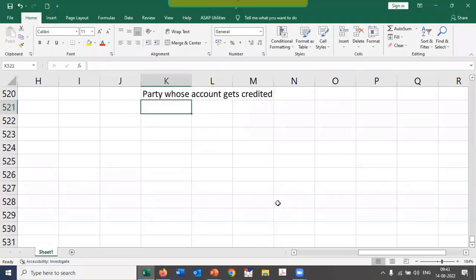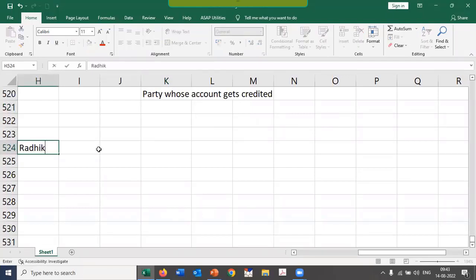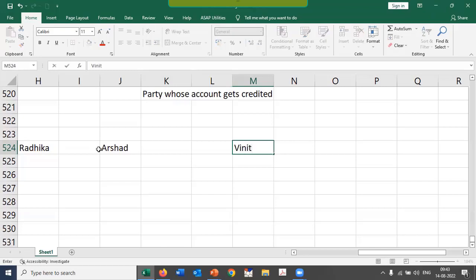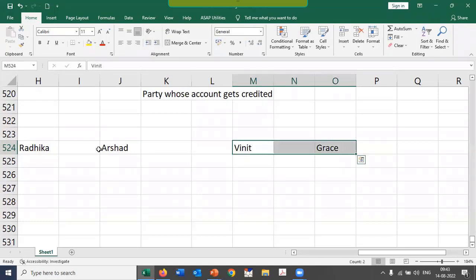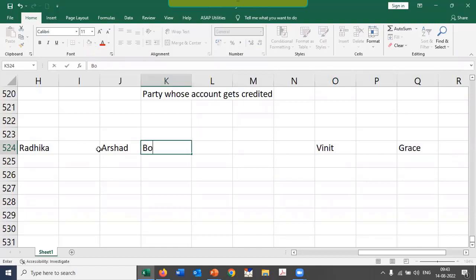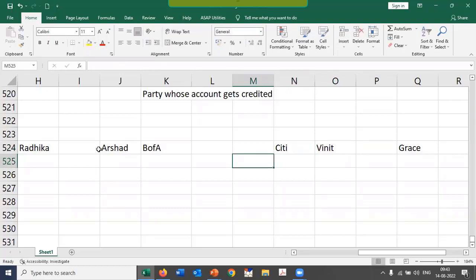Okay, let me then start about the ultimate debtor and the ultimate creditor. Now we have on my Excel sheet, I'm assuming you're all able to see my Excel sheet. Are you? Yes. Okay, we have Radhika on one side. Then we have got Arshad on the other side. Then we have one more person, let's say Vineet. And we also have Grace. Now, let me move them a little this side. Arshad has an account, let us say, with Bank of America. And Vineet has an account, let us say, with Citibank.